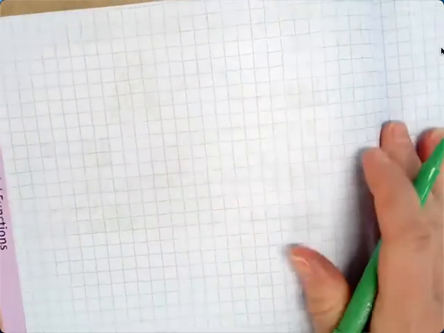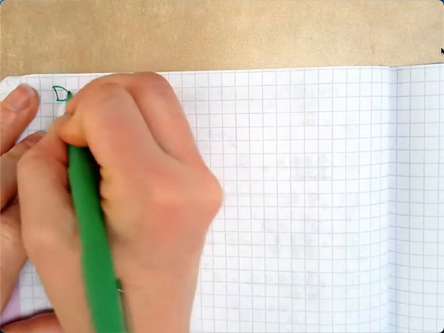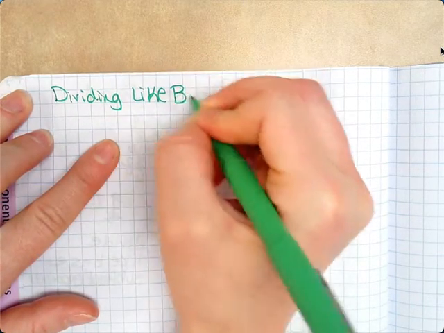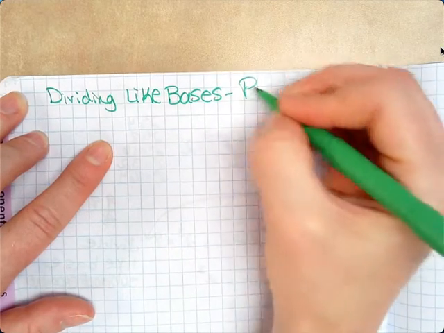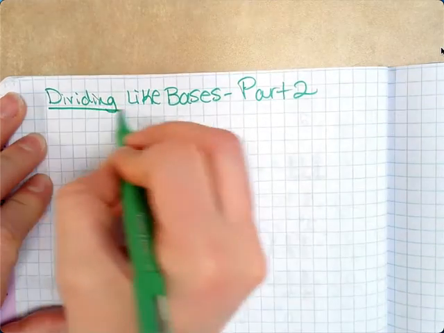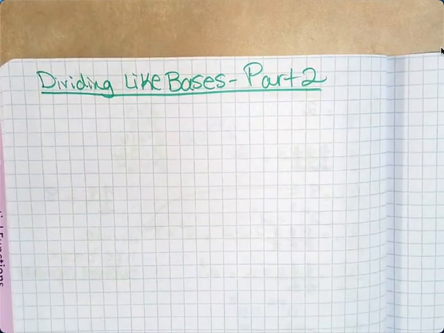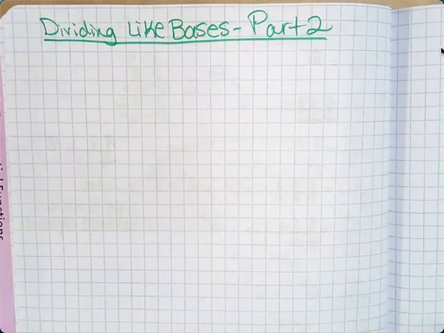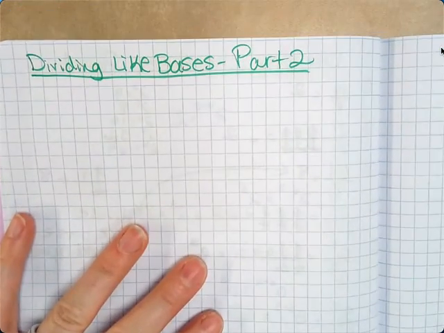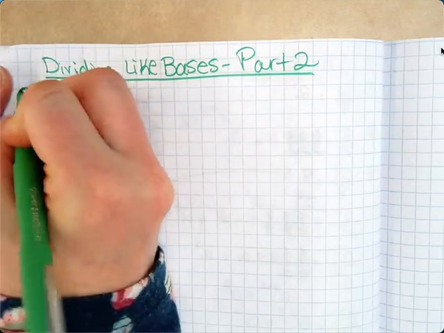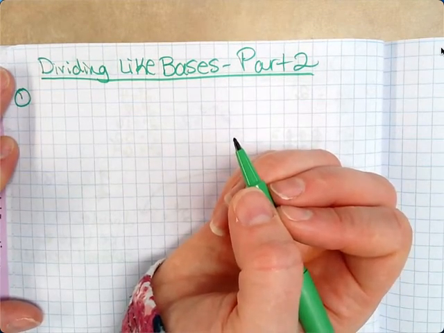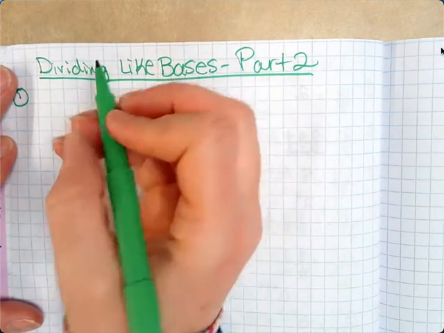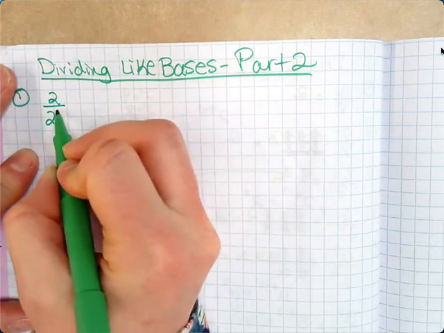All right, we got to move to the next one. Dividing like bases, part 2. This is where it gets fun. They're like, no, not fun. All right, number 1. Now ready? It's going to be 2 over 2 cubed.